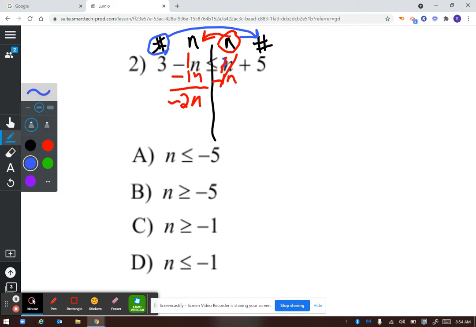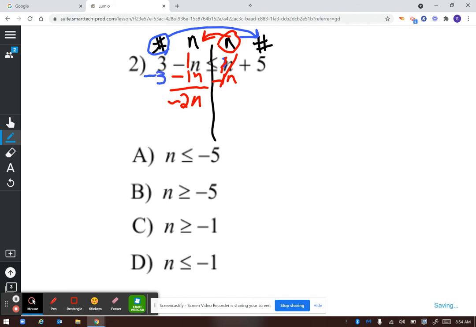Okay, so now I moved team N to the left side. I need to move team number to the right side. Again, opposite side, opposite sign. So minus 3, minus 3. 5 minus 3 is 2. Don't forget your inequality symbol.